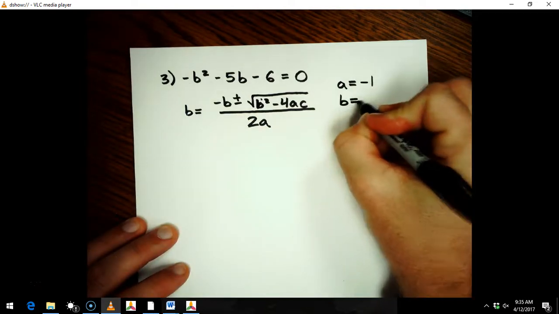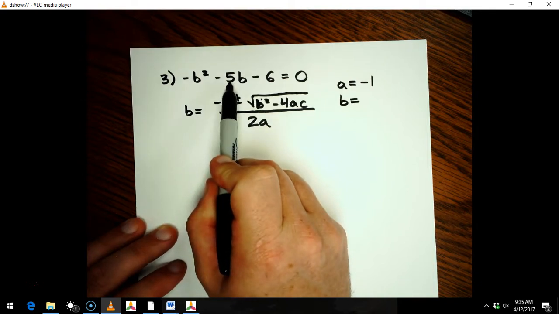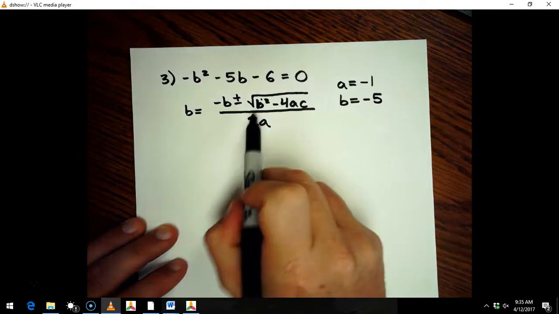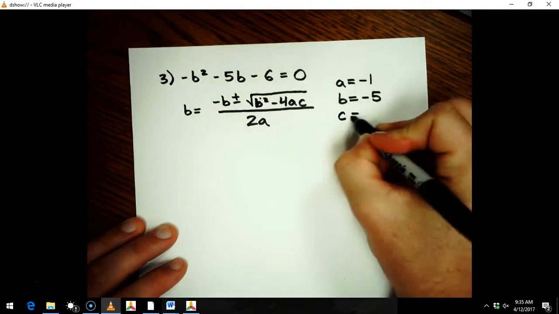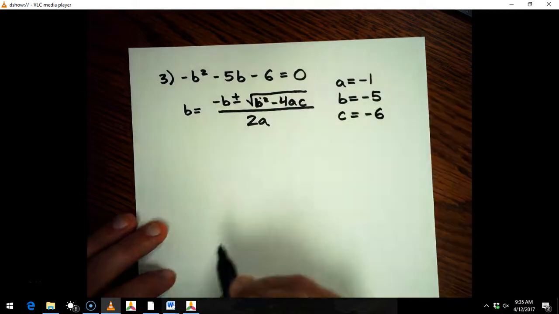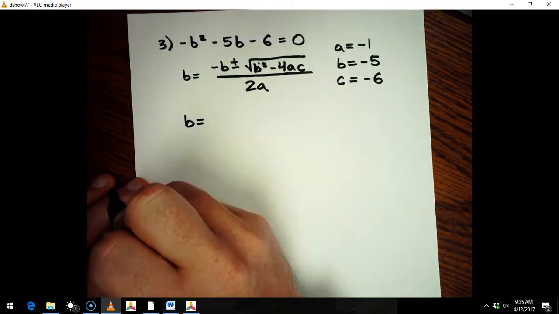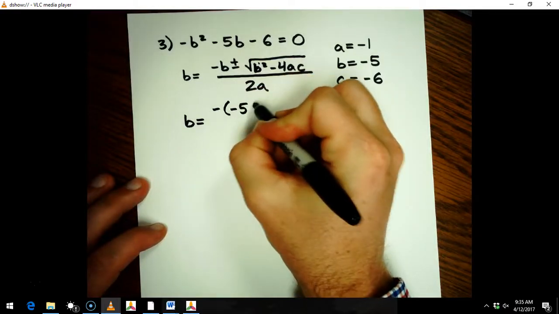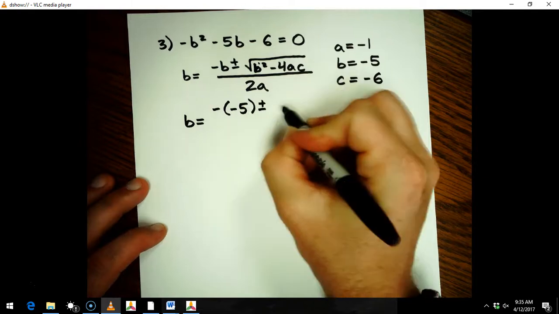B is the coefficient of the single variable b in this case. It's -5. And the c is the constant. In this case, it's -6. Alright, so then I'm going to write b equals opposite of opposite 5, because b is negative, so opposite of opposite 5 plus minus.